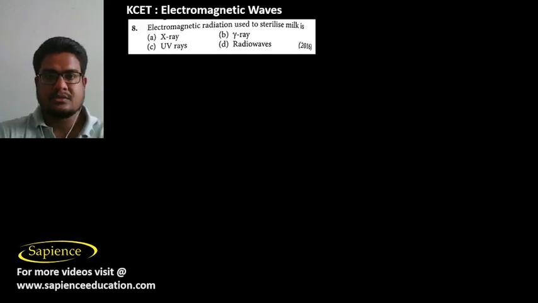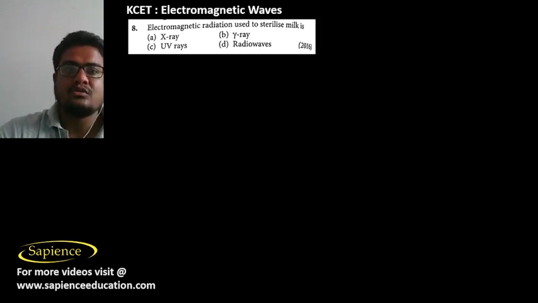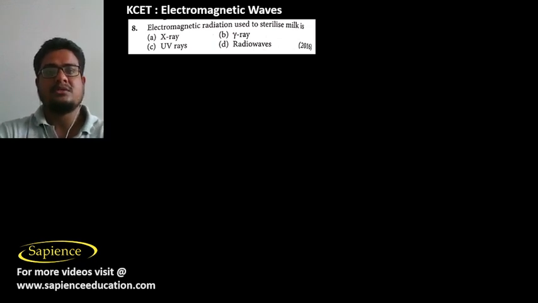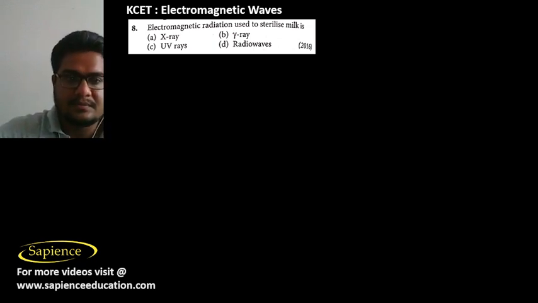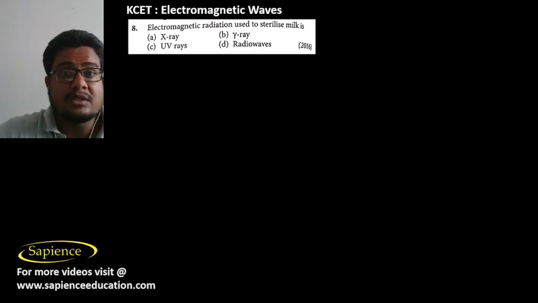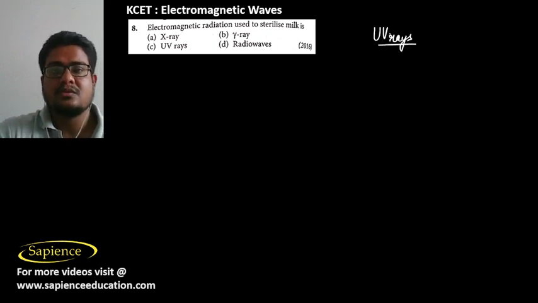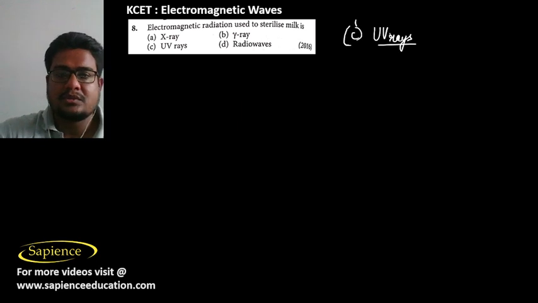Question number 8, it is told that electromagnetic radiation is used to sterilize milk. Sterilize milk means to kill the harmful germs in it. So that can be killed by the ultraviolet radiation, UV rays. Option C is the correct answer.